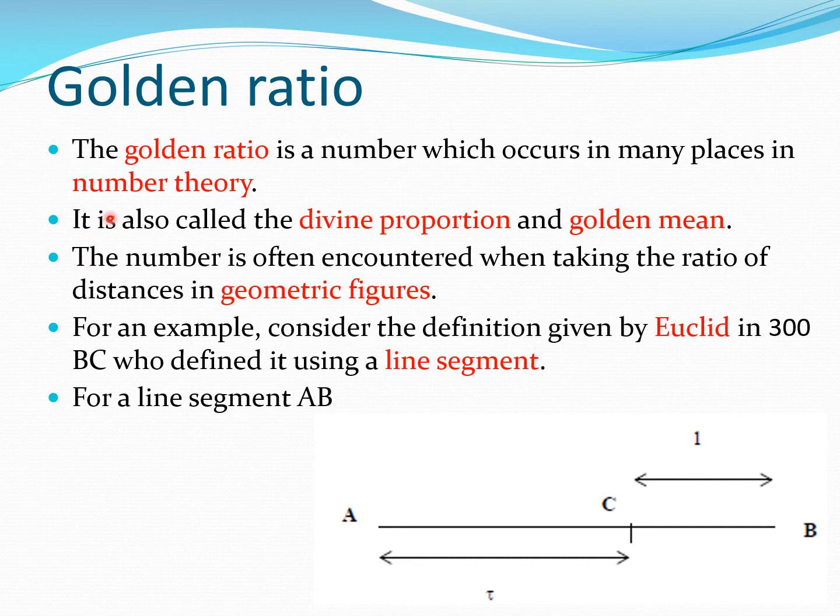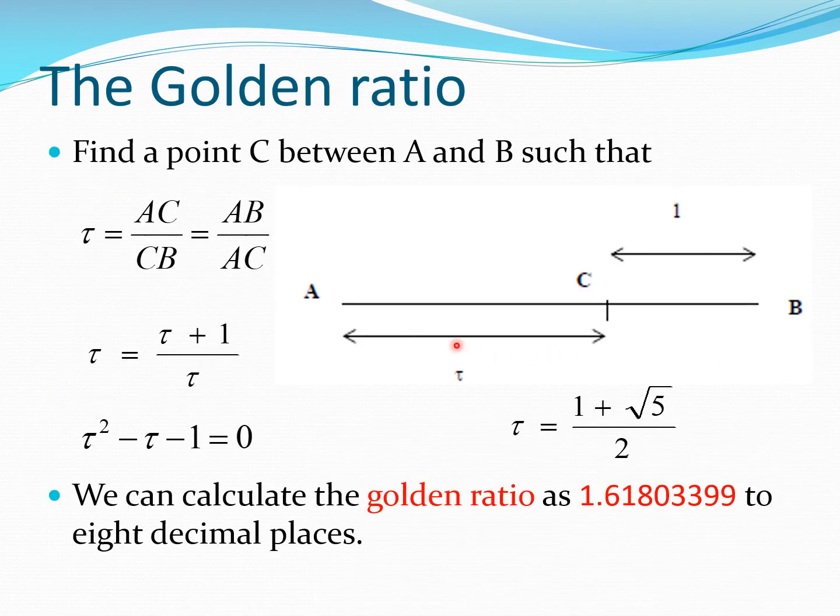The golden ratio comes across in many places in the branch of mathematics known as number theory. It's also sometimes known as the divine proportion and the golden mean, and it is often encountered when taking the ratio in geometric figures. So let's go back to the definition propounded by Euclid long ago, which is referring to a line segment. Let's consider the line segment AB. Now in this AB, the length AC is given by tau, the Greek letter, and the length CB is given by 1.